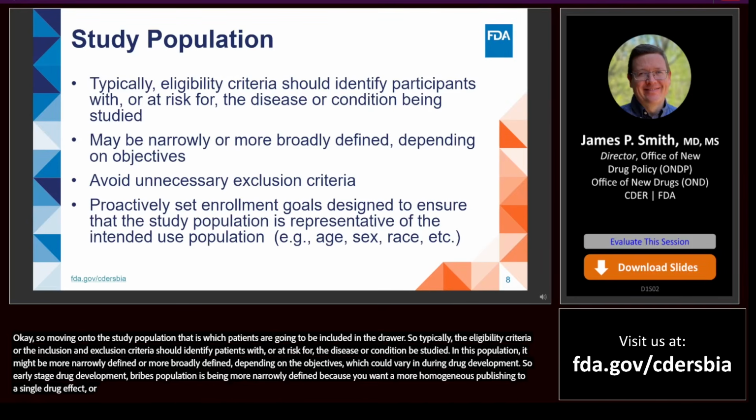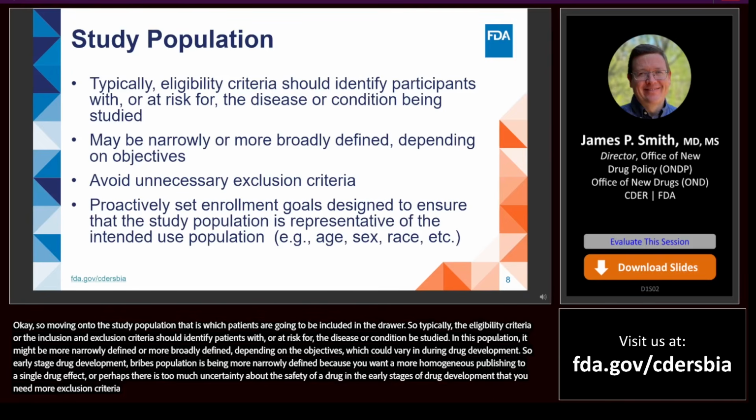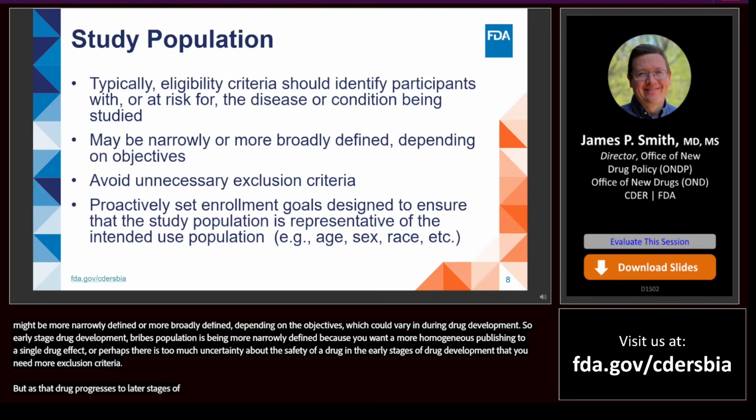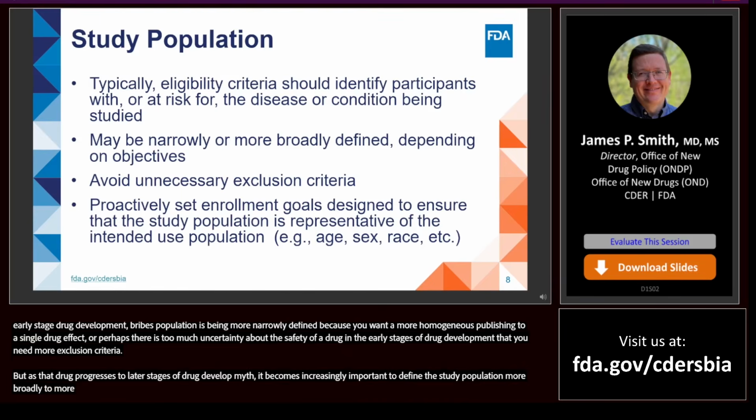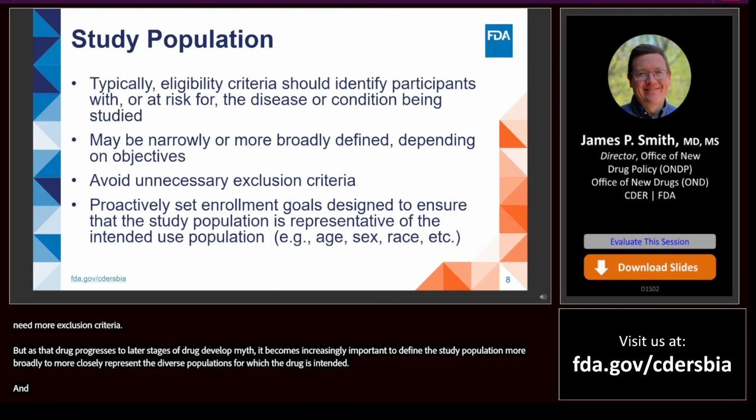But as that drug progresses to later stages of drug development, it becomes increasingly important to define the study population more broadly to more closely represent the diverse populations for which the drug is intended. And in general, you should avoid unnecessary exclusion criteria. So both to facilitate enrollment as well as generalizability of results, each exclusion criterion should be very well considered and believed essential. And you should think about even commonly used exclusion criteria if they're actually necessary.